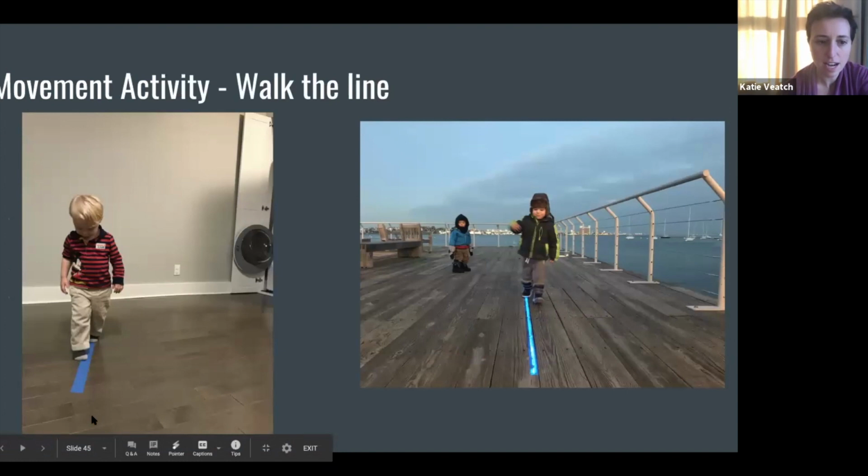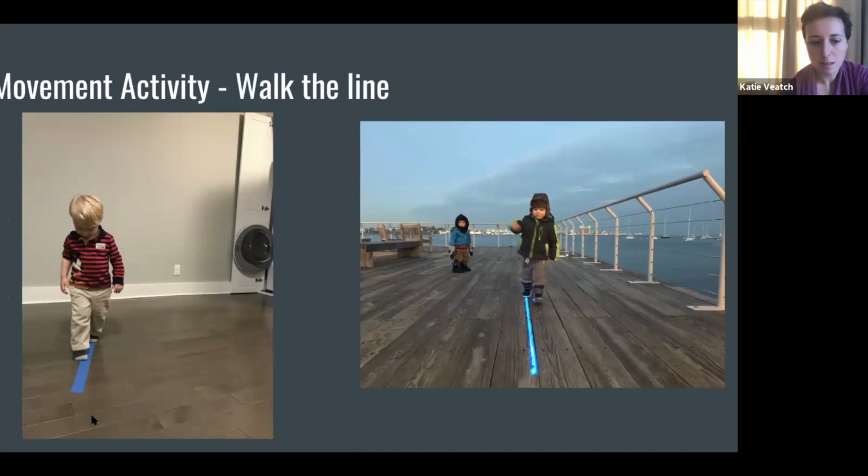So here's walking the line. This is really cool. We had some walk the line activities. This is painter's tape on the floor. And then we went out into the world. This is in the Seaport District in Boston.